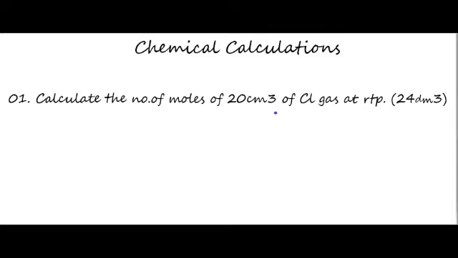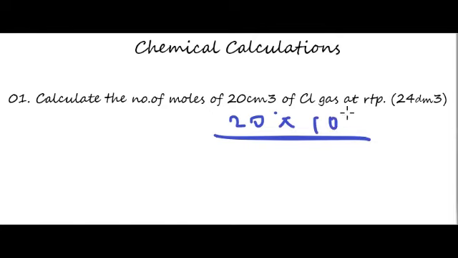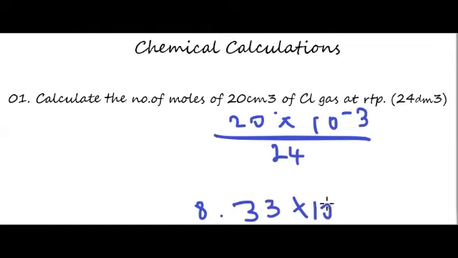How to convert cm3 into dm3? 1 dm3 is equal to 1000 cm3. So we have to divide: 20 into 10 to the power minus 3 over 24 dm3. 20 into 10 to the power minus 3 divided by 24 is 8.33 into 10 to the power minus 4. 8.33 into 10 to the power minus 4 moles.